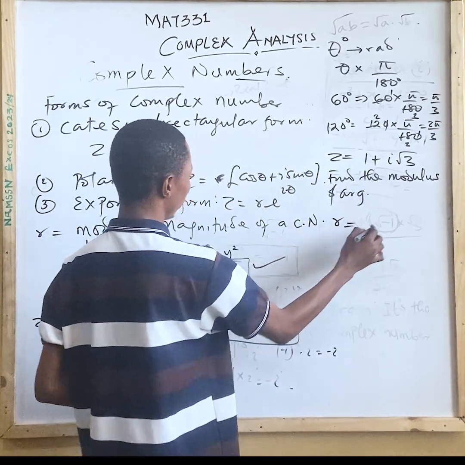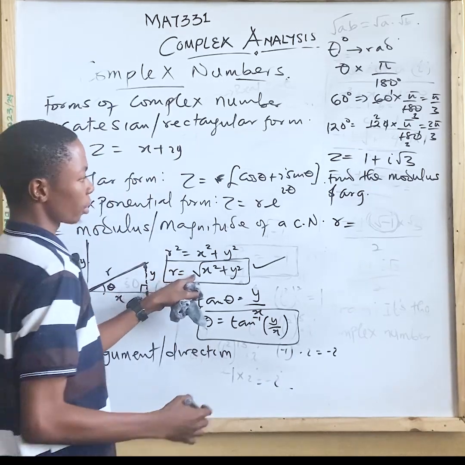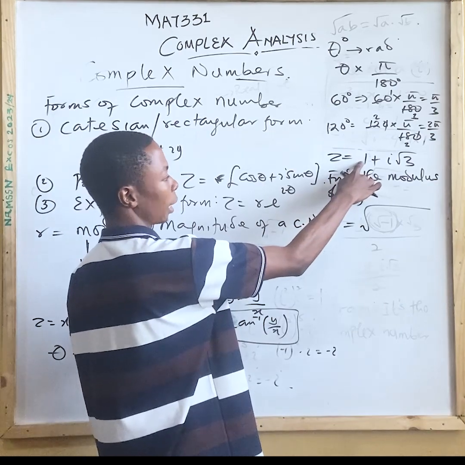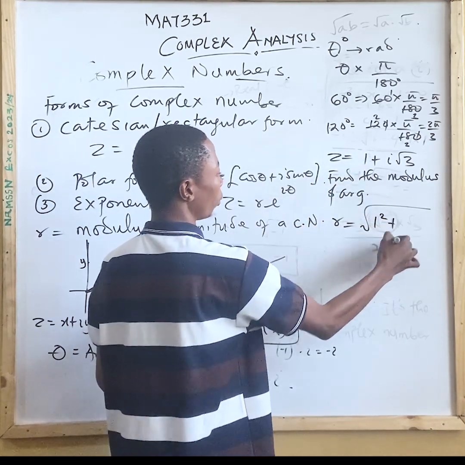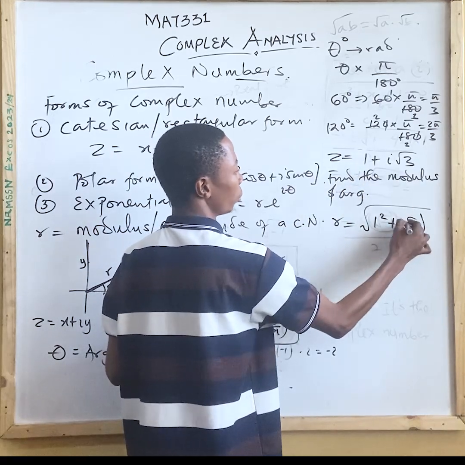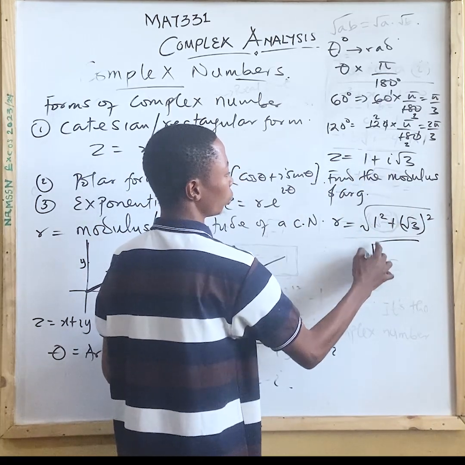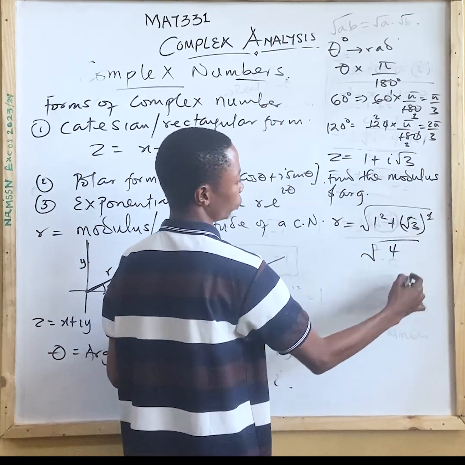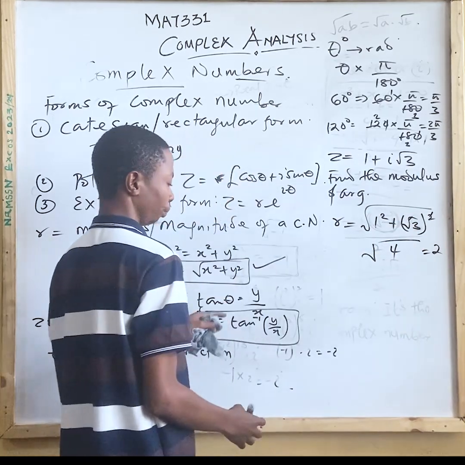The modulus r, according to this formula, is the square root of x squared, where x is the real part. So 1 squared plus y squared, where y is the imaginary part, root 3 all squared. The square root of 1 squared is 1, root 3 all squared is 3. So 1 plus 3 is 4, and the square root of 4 is 2.